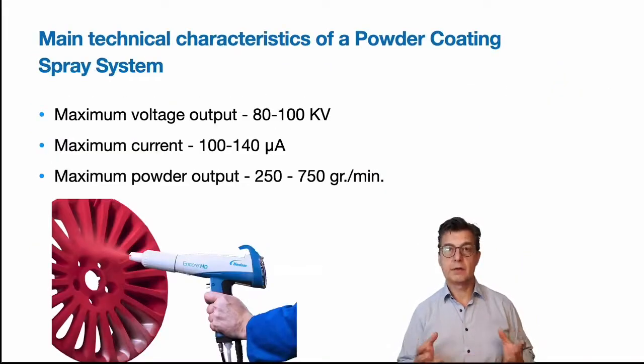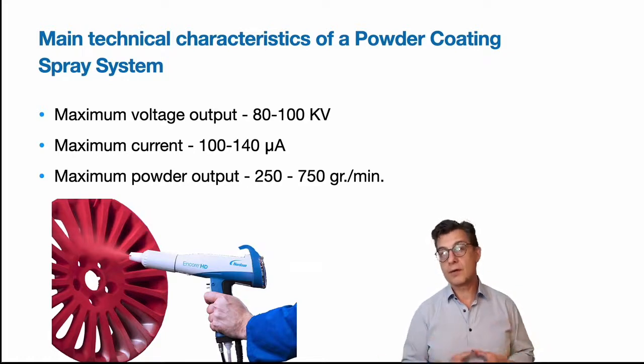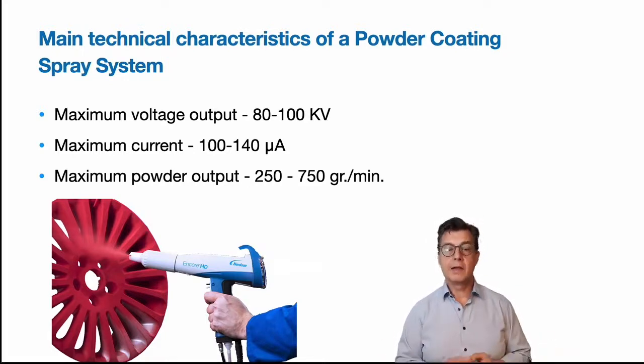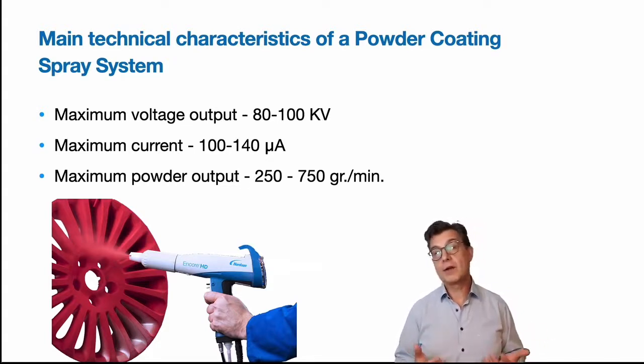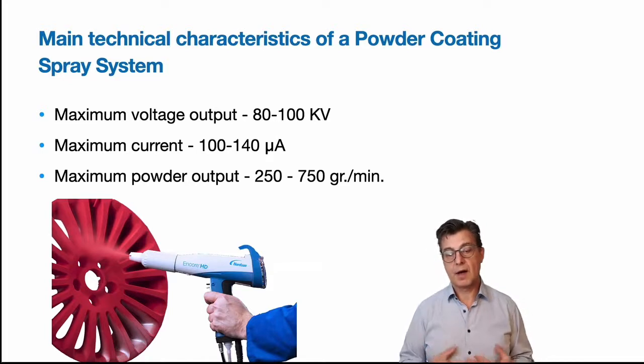quality. Here you see the main stated parameters of a powder coating spray system. The maximum voltage can range anywhere from 80 to 100, sometimes 110 kilovolts. The maximum current can be anywhere between 100 and 140 microamps, and the maximum powder output can be declared anywhere between 250 grams a minute for a Venturi system up to 750 grams a minute for a spray system utilizing the modern dense phase pump technology.